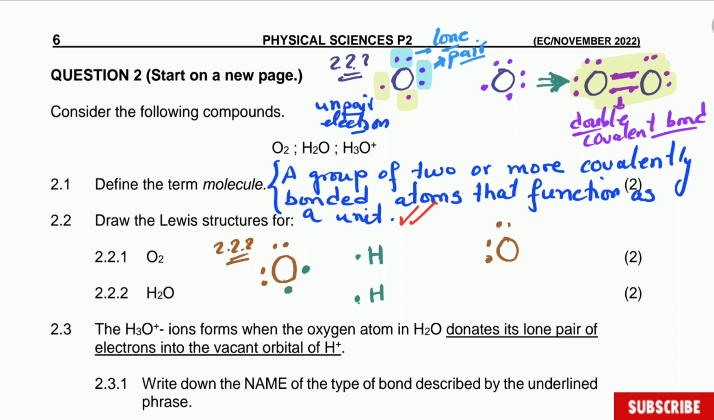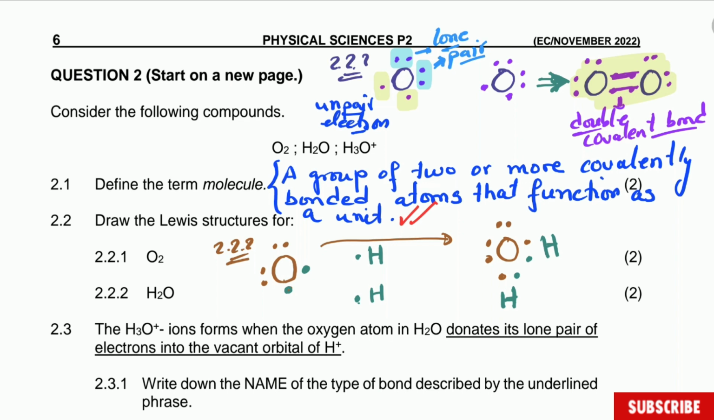This is the lone pair of oxygen, as it is there. I copy exactly as it is there. Here is the unpaired electron, and they will be sharing with 1 hydrogen. There is 1 hydrogen here. Alright? And here is the other unpaired electron with the other hydrogen. So here is the other hydrogen, guys, and this one is the Lewis dot diagram for water.